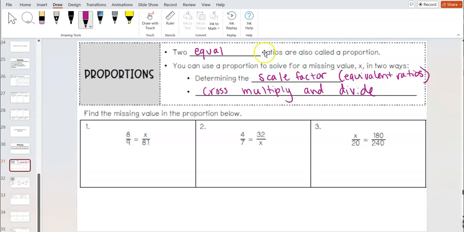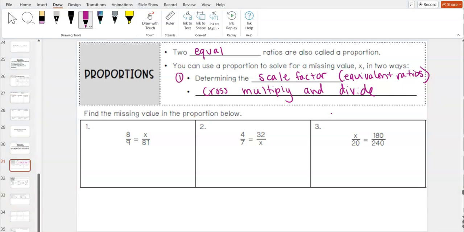We can use the proportion to solve in two different ways. I can make the scale factor, like equivalent ratios, like we've done before, where I'm multiplying. How many times does this go into this? Or I can cross multiply and divide, like you saw a tiny bit in the last video. So let's go ahead and show some example problems.